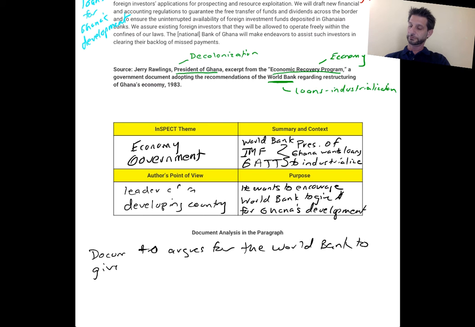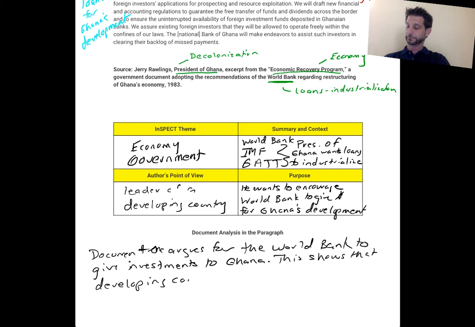Document 1 argues for the World Bank to give investments to Ghana. Okay, so that's just basically like a summary, right? Now notice it's specific, okay? I didn't give something general, I gave something very specific here. Document 1 argues for the World Bank to give investments to Ghana. Okay, this shows that developing countries' leaders wanted to industrialize.